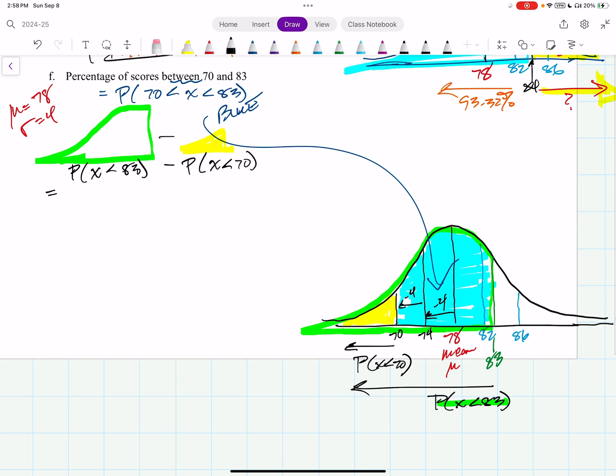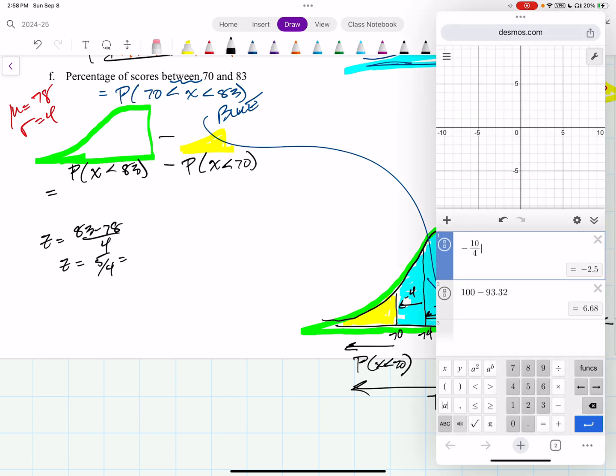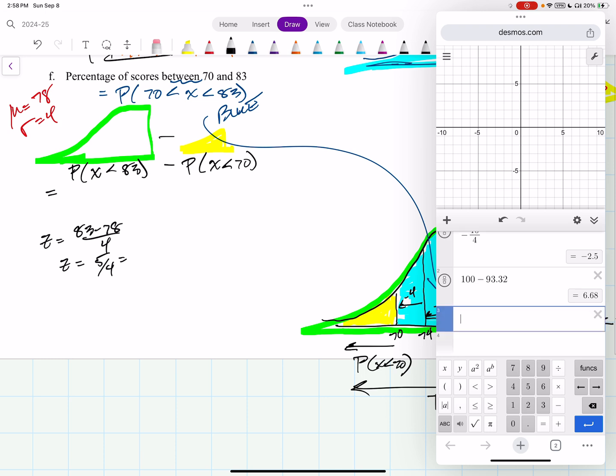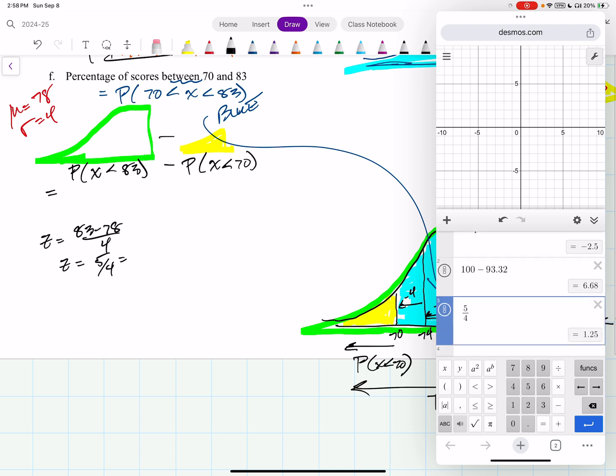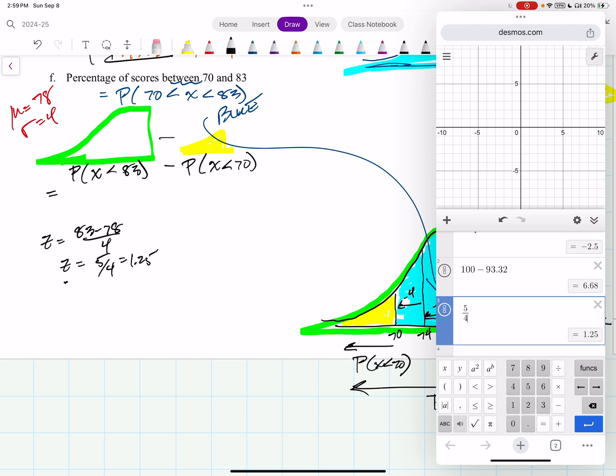So we have to do some Z table work here. Let's do the Z scores. Z is equal to, let's do 83 first: 83 minus 78 divided by 4. 83 minus 78 is 5, so Z is 5/4. That's 1 and 1/4, or 1.25. But if you didn't know that, you take 5 divided by 4 and you get 1.25. And then, of course, you go look on the Z table and you find 1.25.